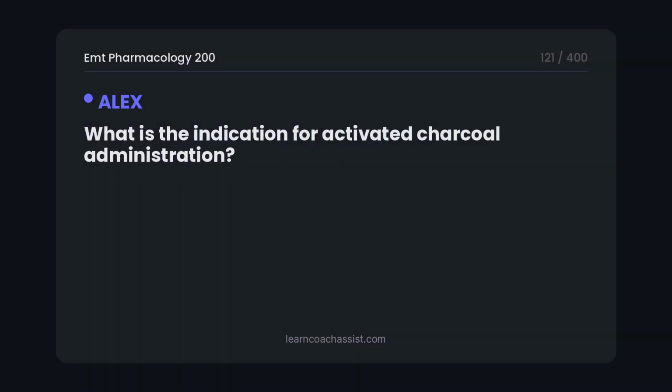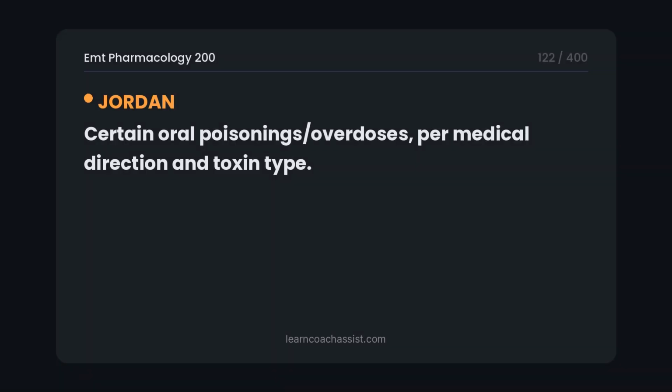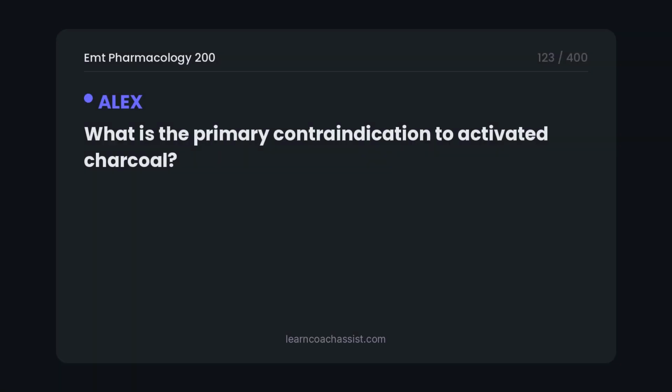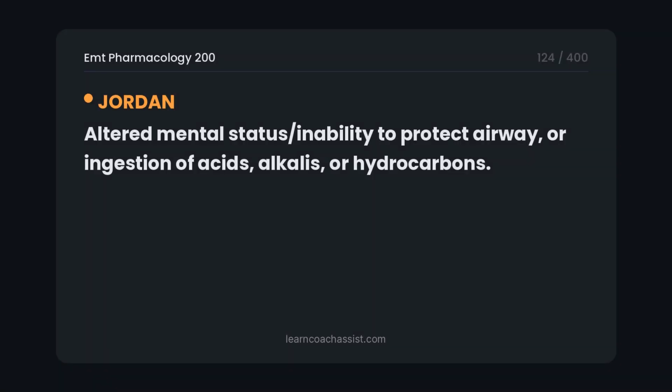What is the indication for activated charcoal administration? Certain oral poisonings/overdoses, per medical direction and toxin type. What is the primary contraindication to activated charcoal? Altered mental status/inability to protect airway, or ingestion of acids, alkalis, or hydrocarbons.